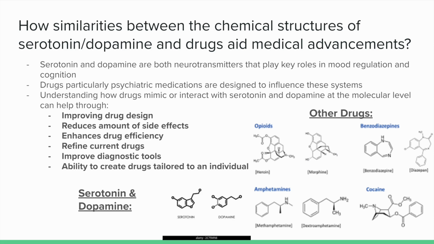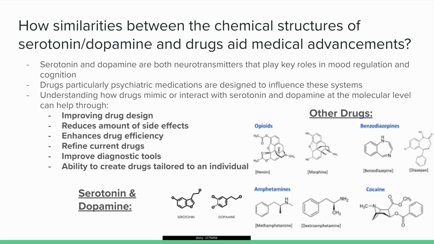Those being improving drug design, which helps drug design specifically target serotonin and dopamine receptors. Also, side effects. By mimicking neurotransmitters, drugs can be designed to only bond to specific receptors, minimizing side effects. Drug efficiency. With better binding to receptors, drug effectiveness will increase. Refining current drugs. Using our better understanding of chemical structures can help refine the drugs that we already have.